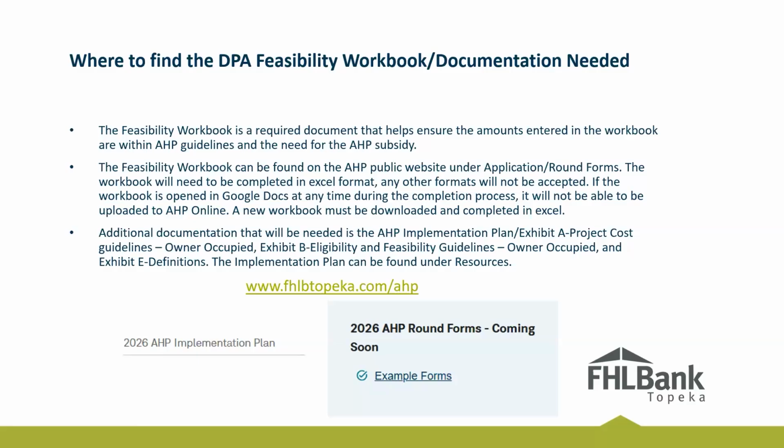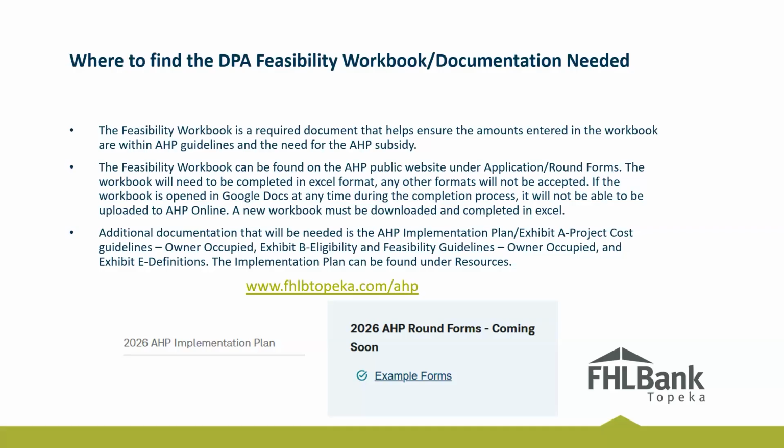The feasibility workbook is a required document that helps ensure the amounts entered in the workbook are within AHP guidelines and the need for the AHP subsidy. The feasibility workbook can be found on the AHP public website under Application and Forms. The workbook will need to be completed in Excel format. Any other formats will not be accepted. If the workbook is opened in Google Docs at any time during the completion process, it will not be able to be uploaded to AHP Online.